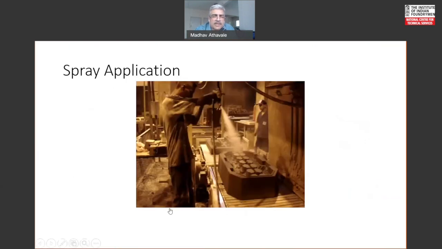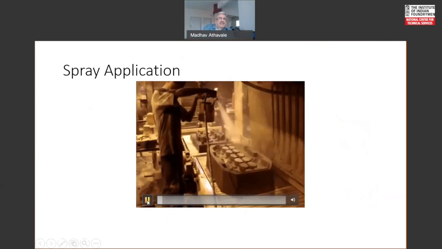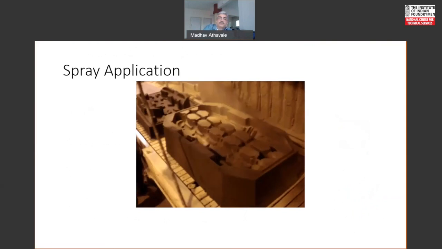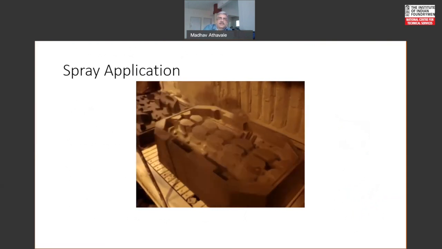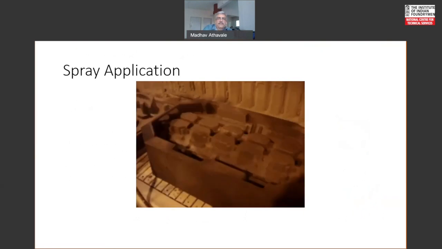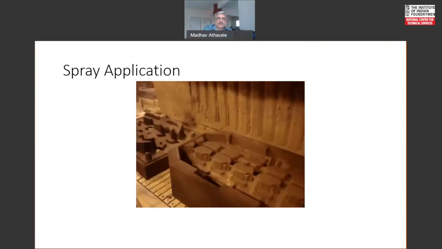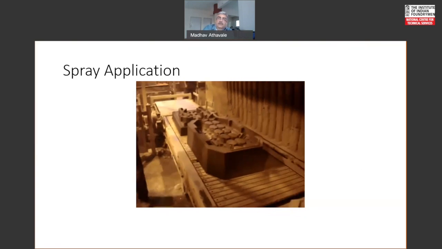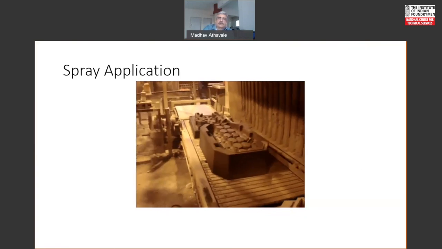Now let's have a quick look at the video of this spray. I think this is from a Brazilian foundry long ago. It's an old video. As you can see, this gentleman is spraying a coating. It is a carrier-based coating which is being sprayed onto what looks like a base core for a cylinder head.